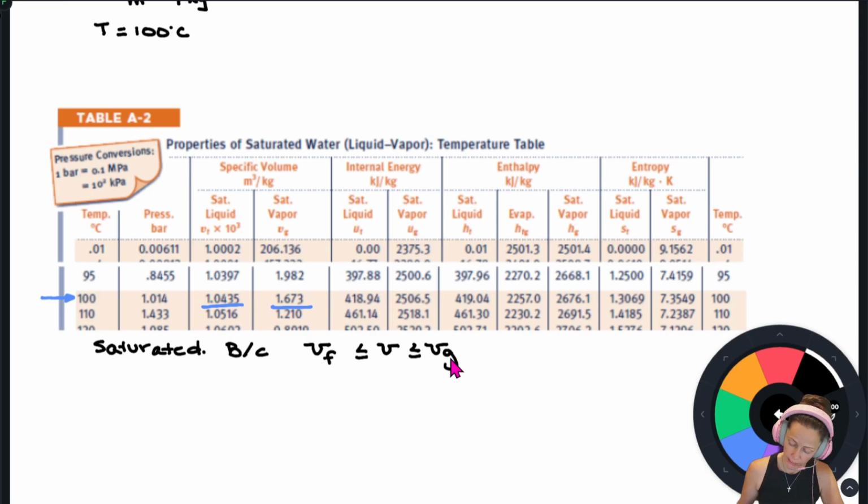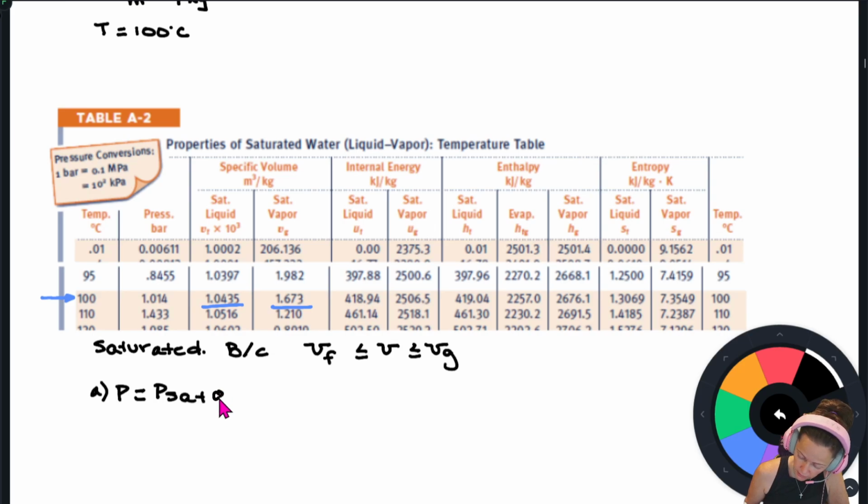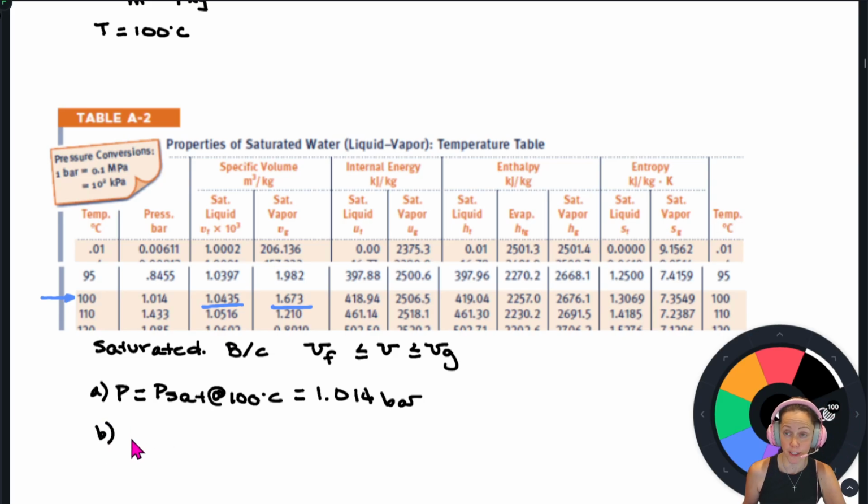Perfect. All right. So that means I've answered the first question. The first question is, well, pressure can only be the saturation pressure at 100 degrees Celsius. Easy peasy. So that means it's got to be 1.014 bar. All right, cool. What's my quality?